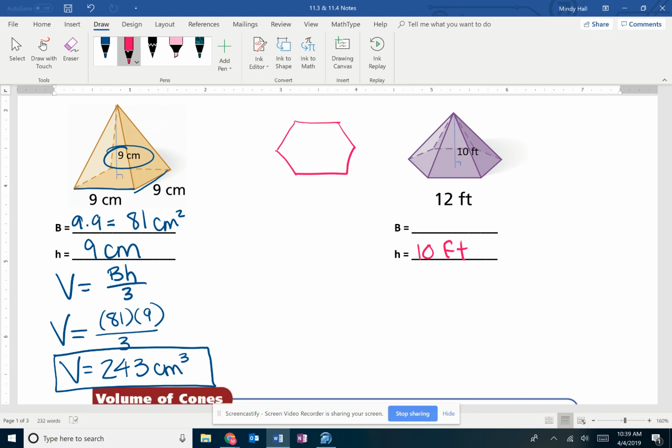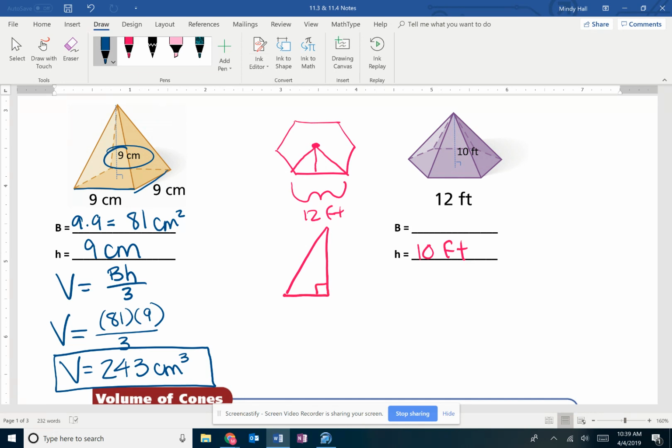To find the base area, we have to find the apothem. So remember, the apothem is smack dab in the middle of that shape, and it goes straight to the middle of the side. So the full length of this side is 12 feet. And remember, we generally are just going to look at this little slice of it. So looking at this slice, I'm just going to draw the one right triangle.